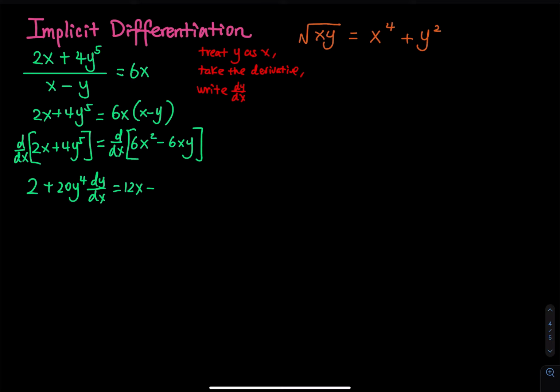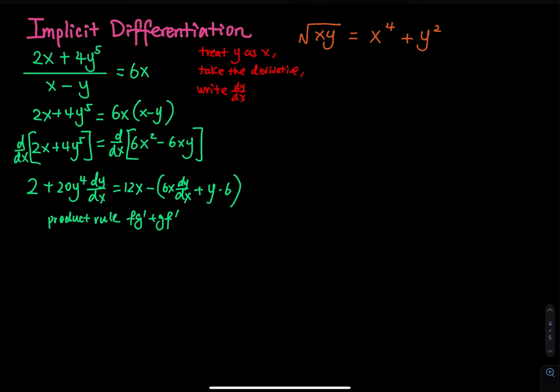What's the product rule? The product rule is fg prime plus gf prime, right? So let's put this in a parenthesis. For f times g prime, f is 6x, and the derivative of y is 1. Since this is a y, we need to add a dy/dx. And then g times f prime, so g is y, and the derivative of 6x is equal to 6.